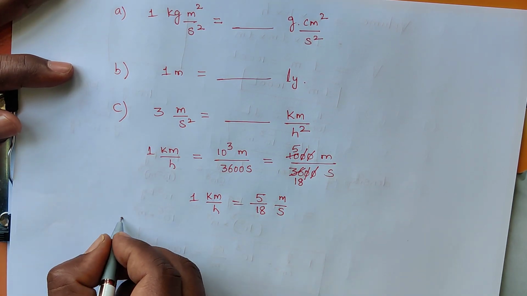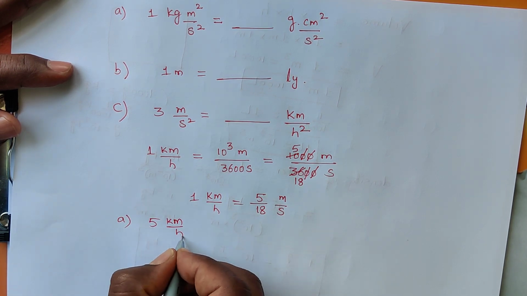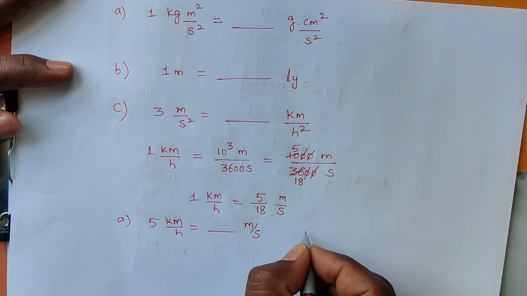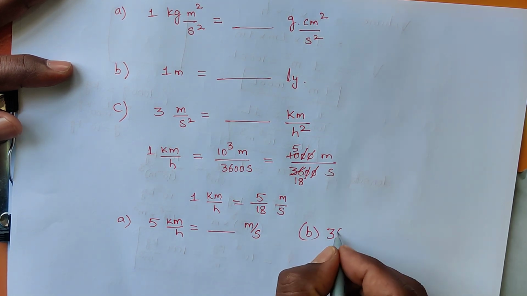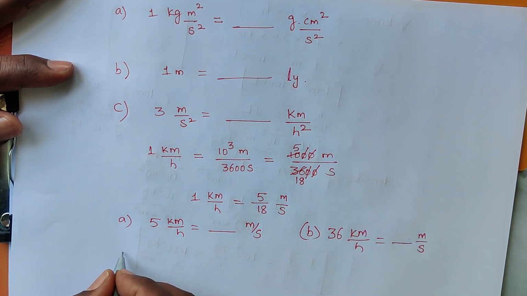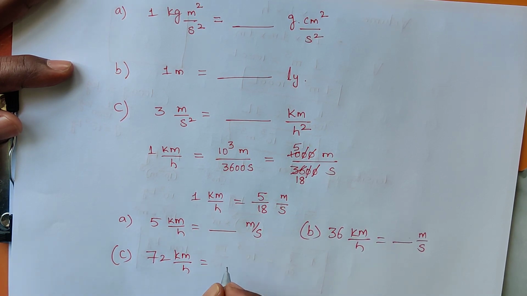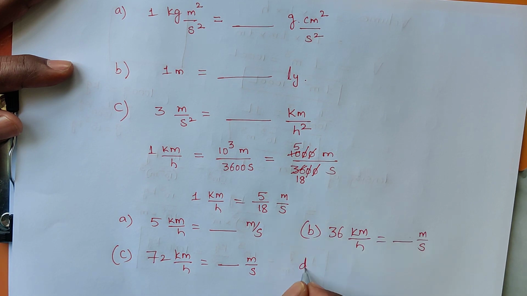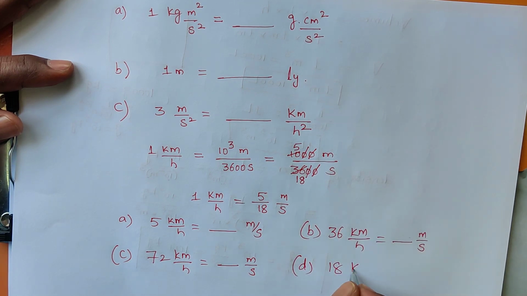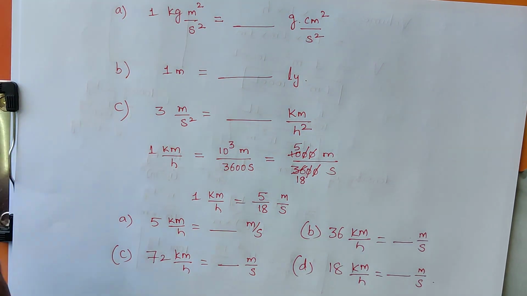I would like to give you homework again. 5 kilometer per hour equal to how many meter per second? Next one, 36 kilometer per hour equal to how many meters per second? Next one, 72 kilometer per hour equal to how many meters per second? And one more, 18 kilometer per hour equal to how many meters per second? Students, do all these homework in order to master in physics.